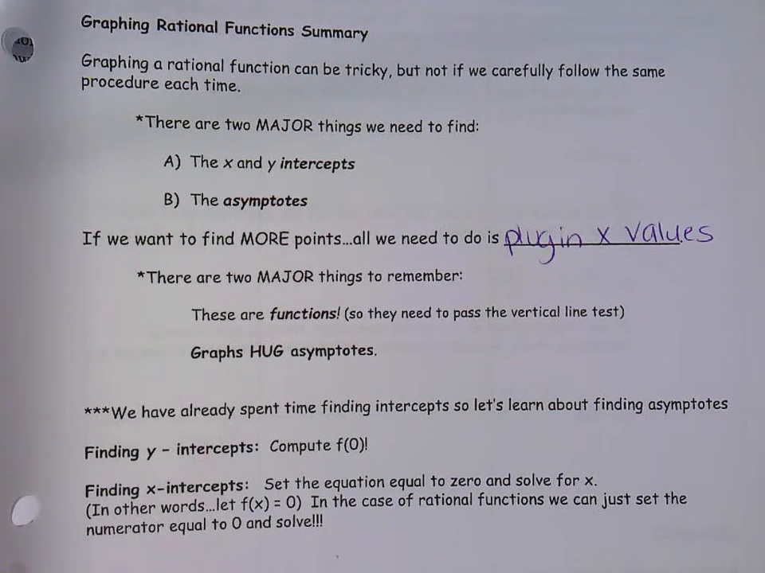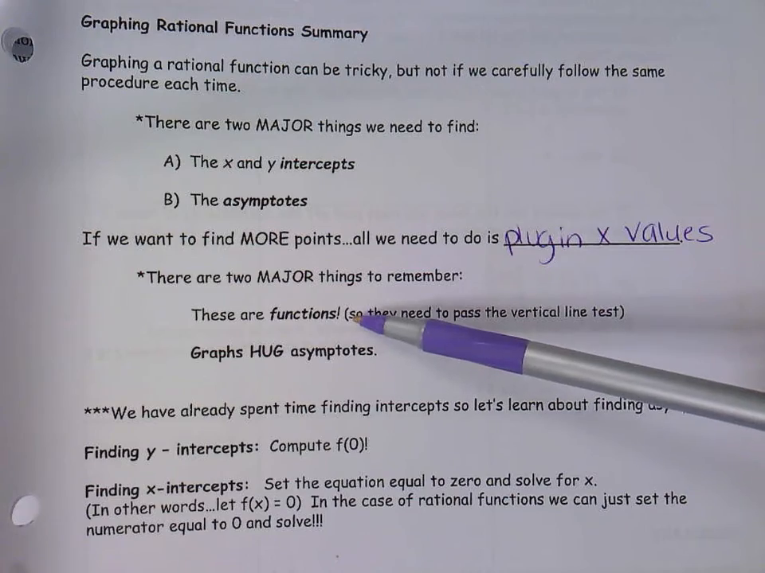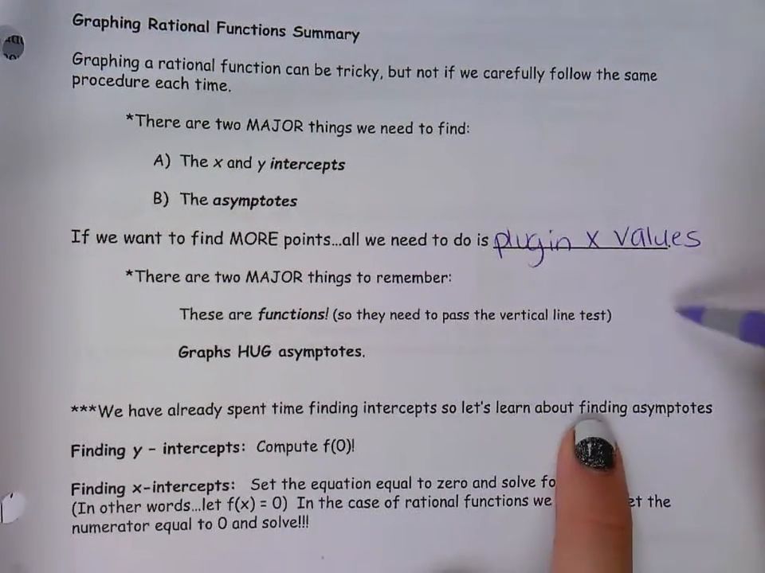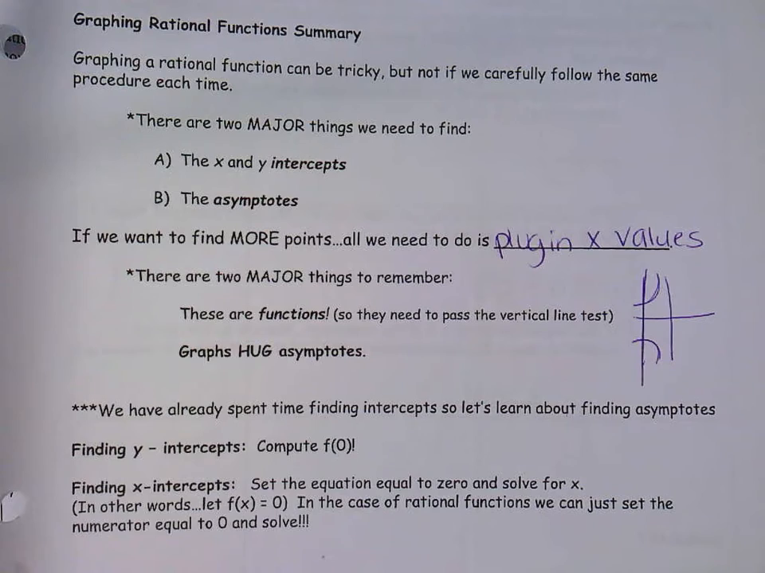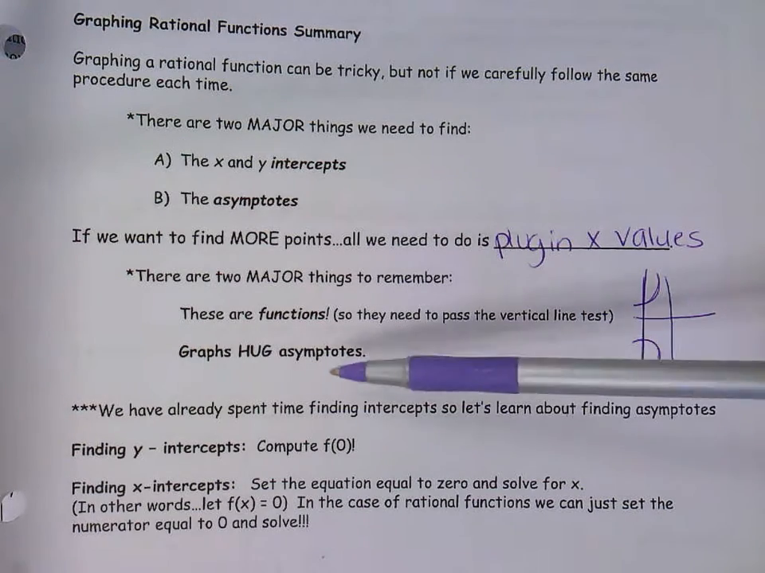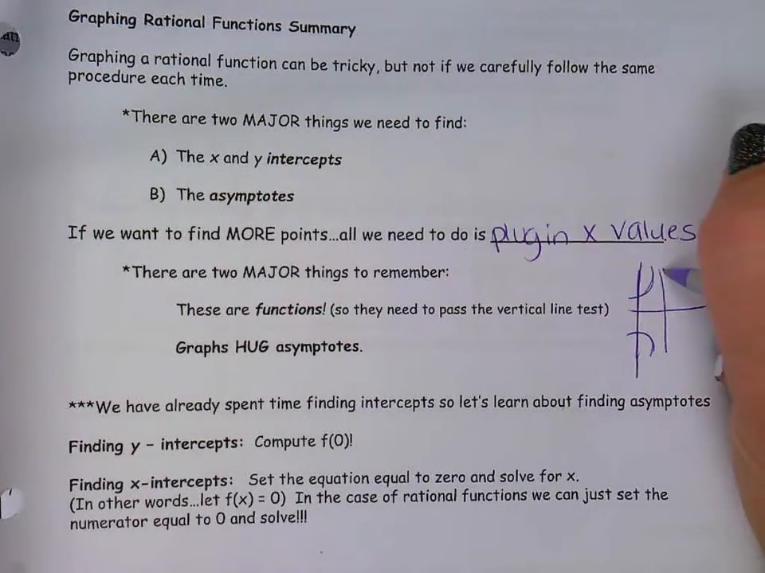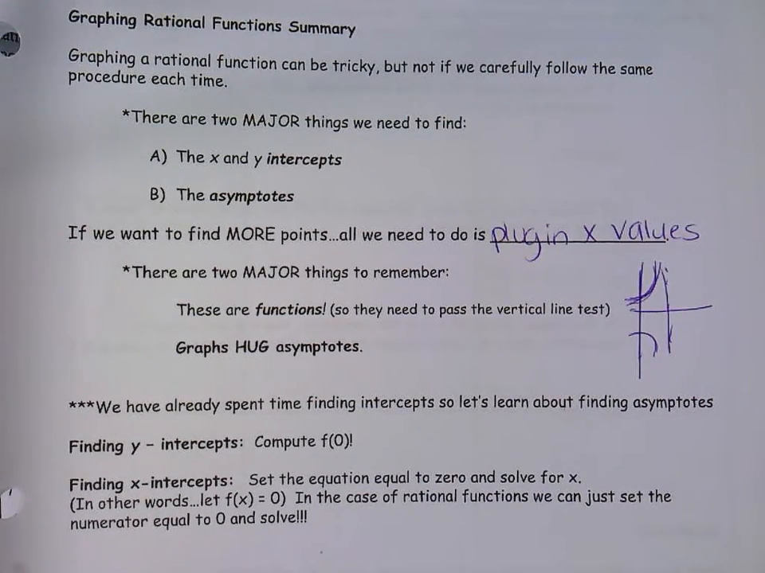And it says there's a couple of things to remember. They're always functions, so they will always have to pass the vertical line test. So you'll never see your function looking like that, right? Because that will fail the vertical line test. And graphs are always going to hug your asymptotes. So if these are your asymptotes, you're always going to move towards your asymptotes like an elbow curve.